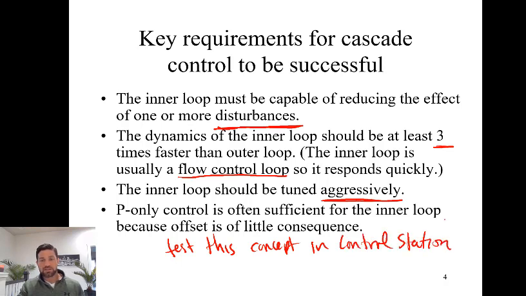In Control Station, there's a cascade reactor that you can look at. On this loop, what I want you to do is tune the inner controller for P-only control, and then tune the outer controller for maybe PI control. You can see there that the P-only controller on the inner loop is going to be able to respond and eliminate disturbances faster than if it were a PI loop. I think we might look at this on an assignment a little bit later.